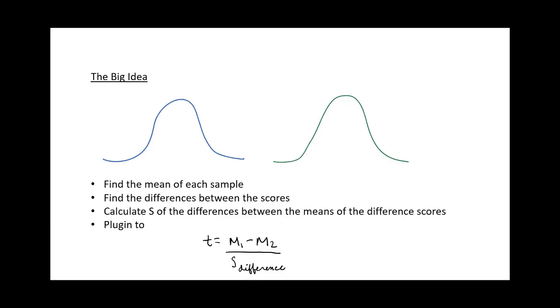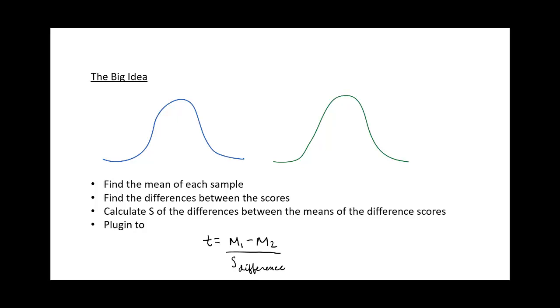The big idea with the independent samples t-test is that we need to find the mean of each sample, usually pretty easy. We need to find the differences between the scores, so how far apart are the means? And then we need to calculate the estimated population standard deviation, S, of the differences between the means of the different scores. That's a mouthful, we're going to unpack it, but that's how it is. And then we plug that information into a very simple t formula.